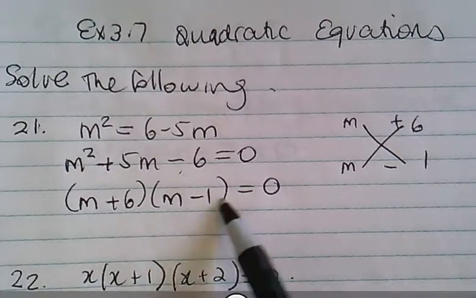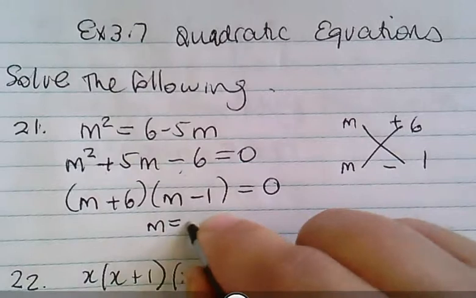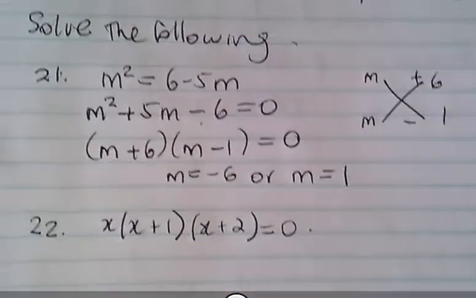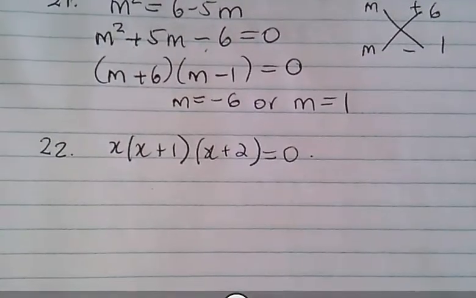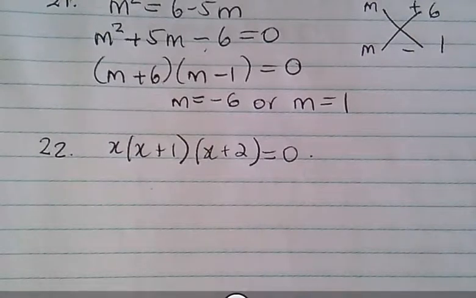We've got m squared minus m plus 6m minus 6. I know that works. So what are our solutions here? m is negative 6 or m is 1. Now with the next one, that is not a quadratic. That is a cubic. Because it's fully factorized, this is a very quick solution.